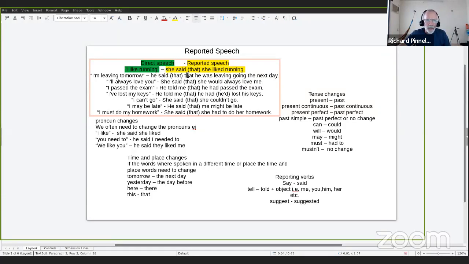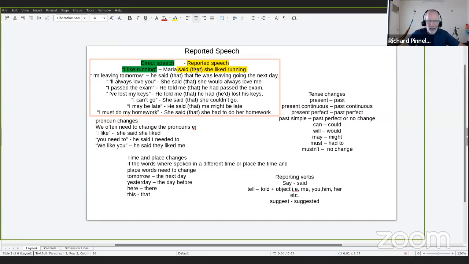What changes do we need to make? The first thing that we need to do is add the person who spoke the words. In this case, it's a she, or it could be the name of a person. If we wanted to change it, we could say, for example, Maria said that she liked running. Then we need the reporting verb. In this case, we're using say in its past form, which is said. The that, I put in brackets, in parentheses, because it's optional.